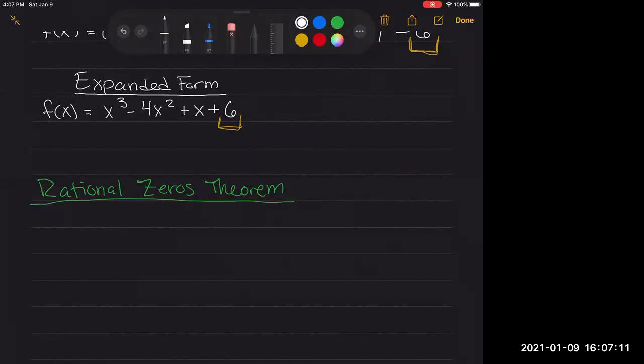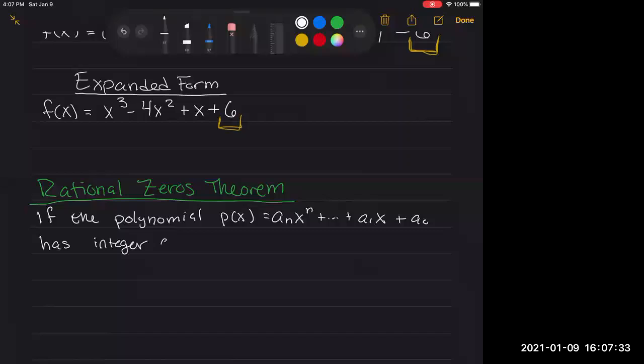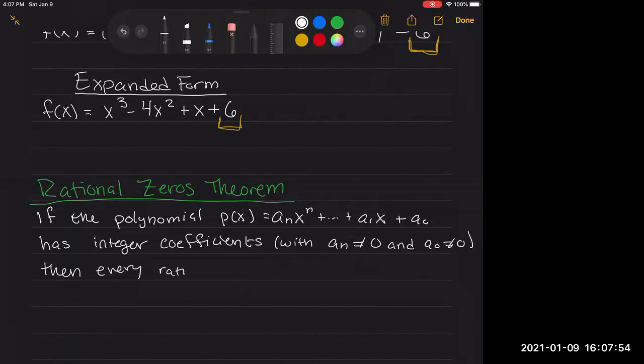So here, this states that if the polynomial p of x equals a n x raised to the n, all the way to a1 x plus a naught, has integer coefficients, and also with the conditions that a n does not equal 0 and a naught does not equal 0, then every rational zero of p is of the form little p over q, where little p and q are integers.